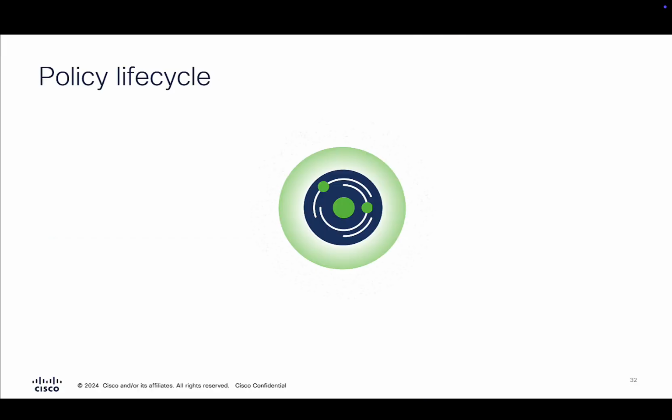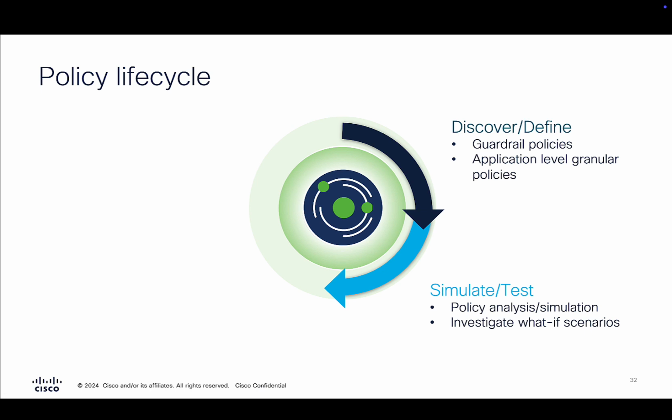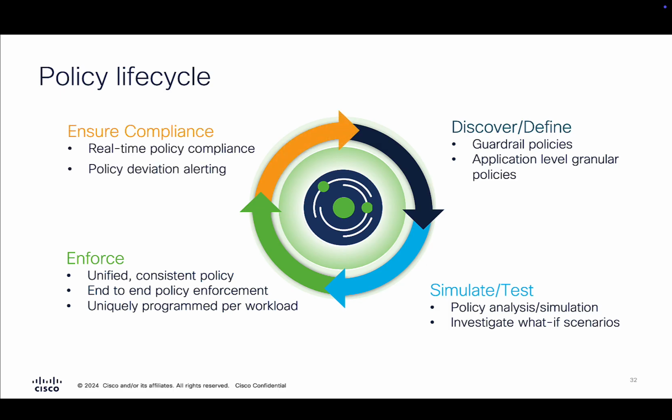So in summary, when it comes to policy, it's not something that you do once and forget about. It has a life cycle. It needs to be continuously looked at. So it's a virtuous cycle. Step one, you discover and define policy. Step two, you analyze, test, and simulate. You enforce to different enforcement points, and eventually you monitor compliance. And over time, you repeat that circle over and over again. So it's not something you just do and forget about. It is a process that needs to be done continuously.